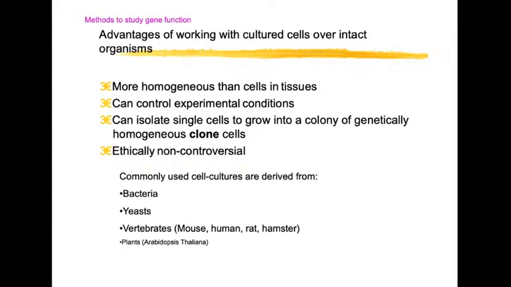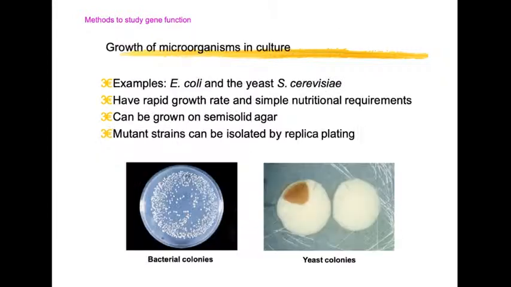So, advantages of working with cultured cells over intact organisms. They are more homogeneous than cells in tissues, we can control experimental conditions, it is ethically non-controversial, and we can derive cell cultures from bacteria, yeast, vertebrates, plants. In vertebrates, we can use models from the mouse, human, rat, hamster, whereas in plants, we can use Arabidopsis thaliana.